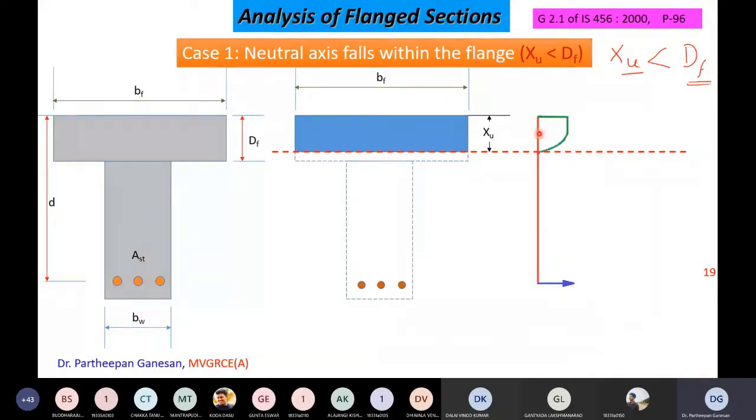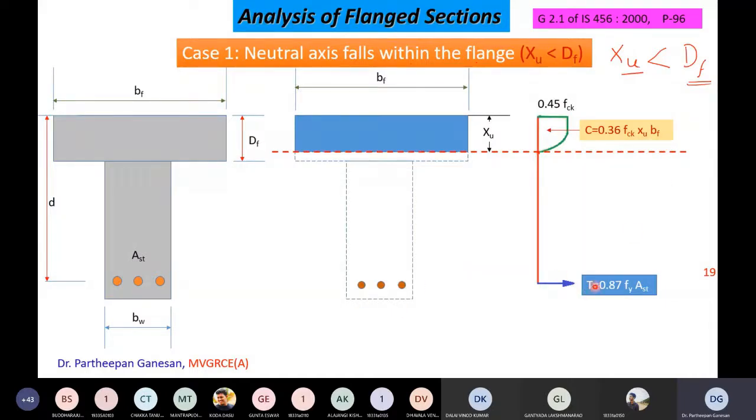Because at the neutral axis you have zero stress, and at the extreme end you have 0.447 FCK. For the T-beam they made it 0.45 FCK as per the code. 0.447 FCK is equal to 0.45 FCK, right? Now the total compressive force will be 0.36 FCK XU. Normally we have B, the width of the rectangle. Now we have the width as BF. That is the only change. So this C is 0.36 FCK XU into BF.